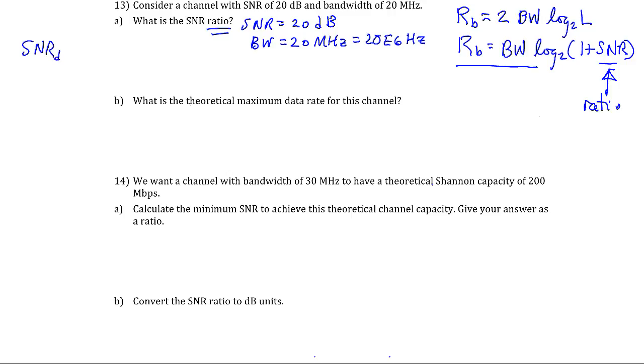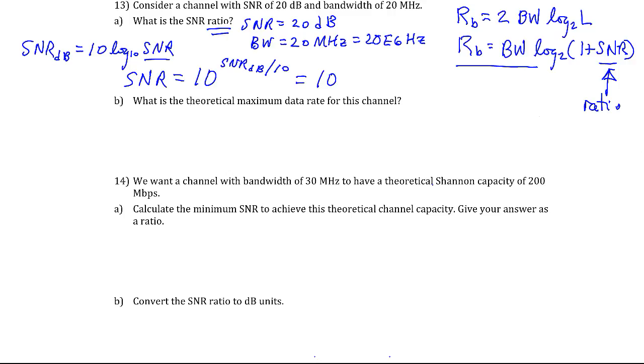The equation for decibels, SNR in decibels, is 10 log base 10 of the SNR as a ratio. And if we solve for the SNR as a ratio, this is one of our standard equations, we end up with 10 raised to the SNR in decibels over 10. And this is then 10 raised to the 20 over 10, 10 squared, or a signal to noise ratio of 100 as a ratio. So the signal is 100 times more powerful than the noise.